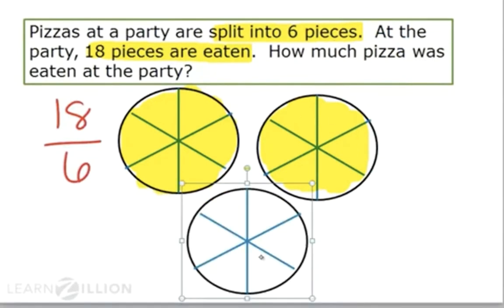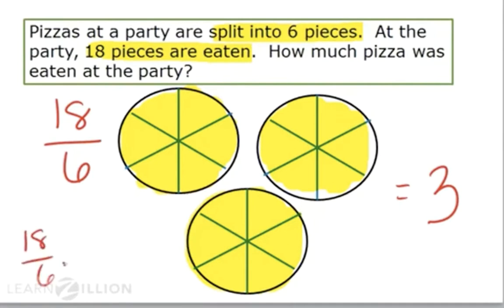When I look at the third pizza, I see that I have 6 from the first, 6 from the second giving me 12, and 6 from the third, which gives me the 18 pieces that I'm looking for. And from my picture of 18/6, I can see that really we ate 3 total pizzas. Once again, I can see that there's a relationship between fractions and division because 18/6 is equal to 18 divided by 6, which is equal to 3.